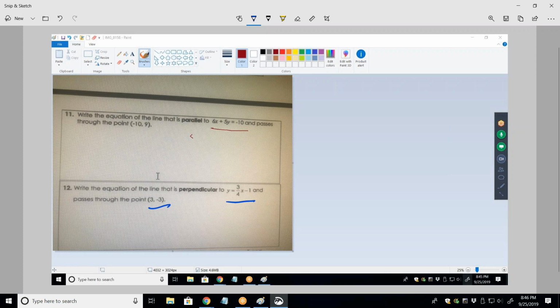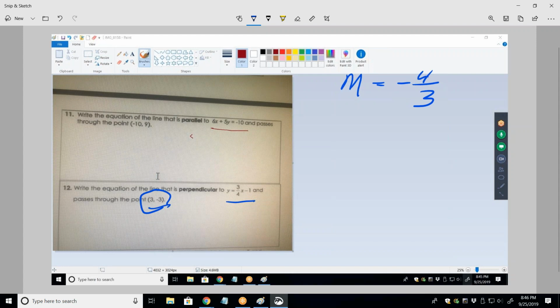You've got to do two things. Parallel, you just have to find the same slope. But when it's perpendicular, you have to flip it and change its sign. So the slope of the blue line is going to be -4/3. Now, we know the point. Let's go ahead and put that in point slope directly.